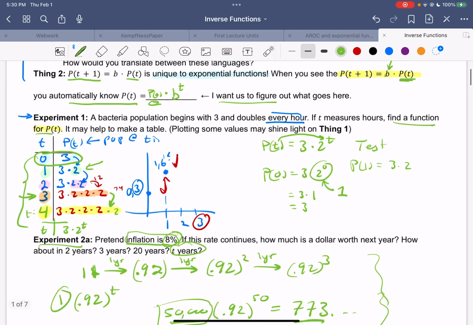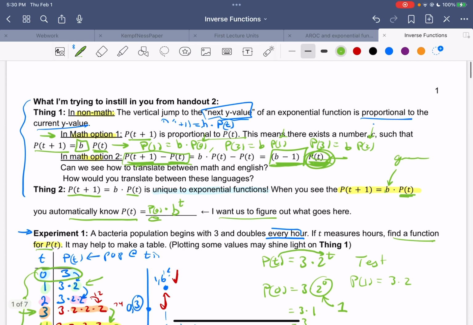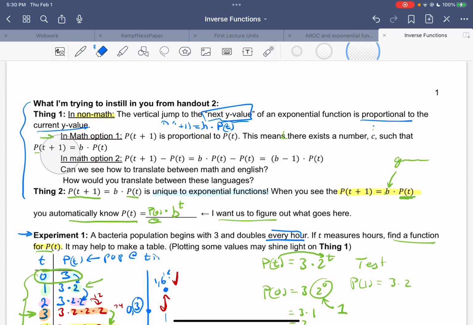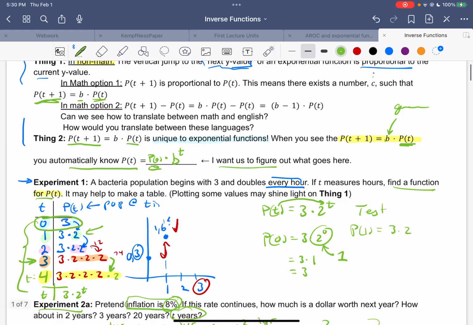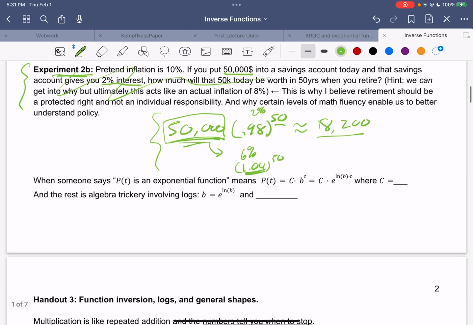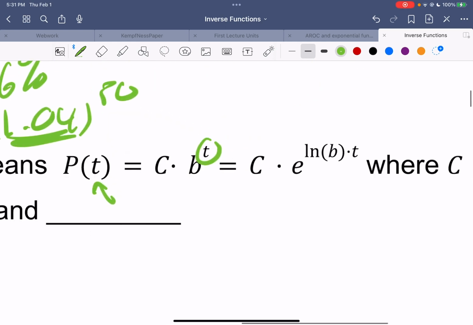So exponential growth or decay has the property that the next y value is some multiple of the current y value. That's why these powers, 1 becomes 2, becomes 3. That's why there's an exponent here. It's because as t increases, in fact, look, let's just see what happens.